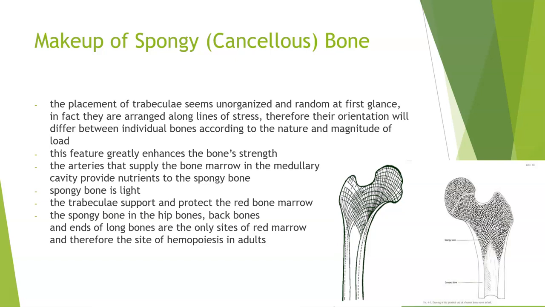The arteries that supply the bone marrow in the medullary cavity provide the nutrients to the spongy bone, as I said, via these canaliculi, these canals that connect with the marrow itself. Spongy bone is light, and of course the trabeculae support and protect the red bone marrow that sits within it. We find this spongy bone and red marrow in the hip bones, back bones, and the ends of long bones. These are the only areas of red marrow in the adult, so they are the only site of hemopoiesis, which is the creation of blood cells in adults.